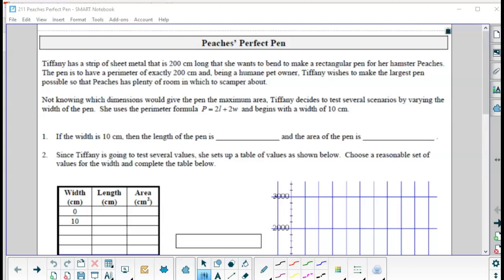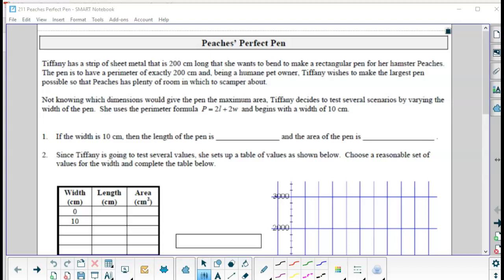So we're starting the quadratics unit, and we're going to look at an application question to figure out some properties of quadratic functions. We're going to look at more applications as we go through this unit, but kind of starting with an application, look at properties, how to graph quadratics, all that kind of stuff, and then get back to more applications.